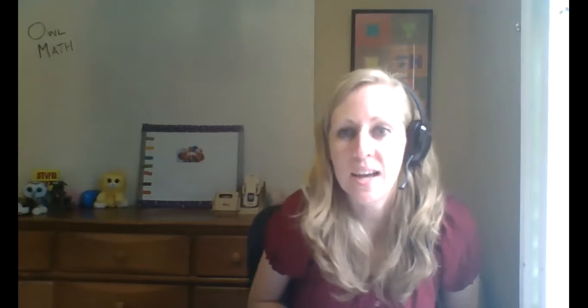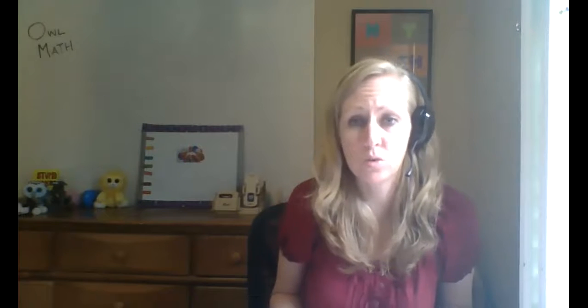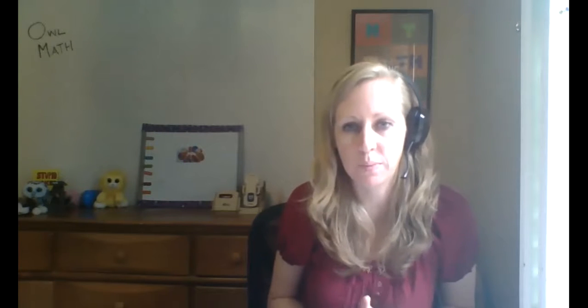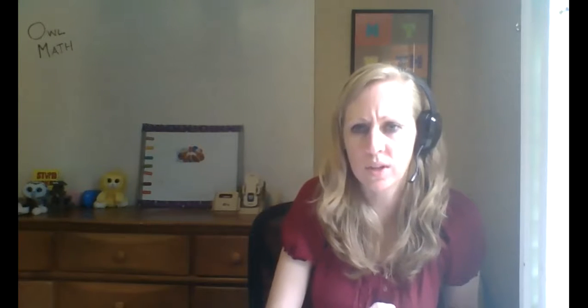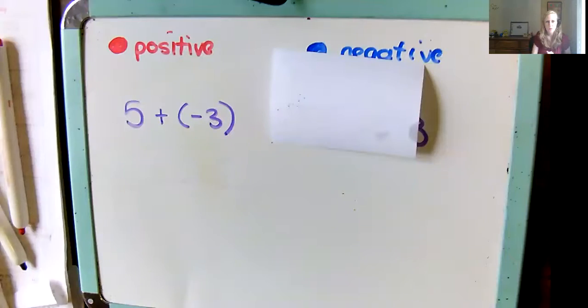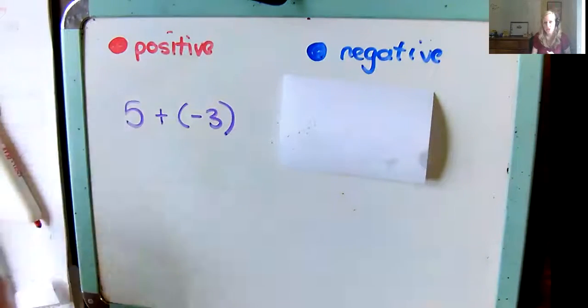Now we're going to learn to add integers that have different signs. Some of your integers will be positive. Some of your integers will be negative. They won't have the same sign necessarily. Let's do a visual approach for these. We're still going to use red to represent our positive integers and blue to represent our negative integers.